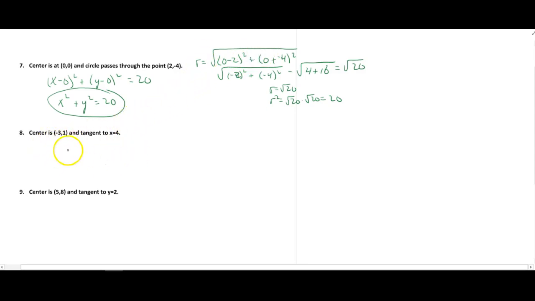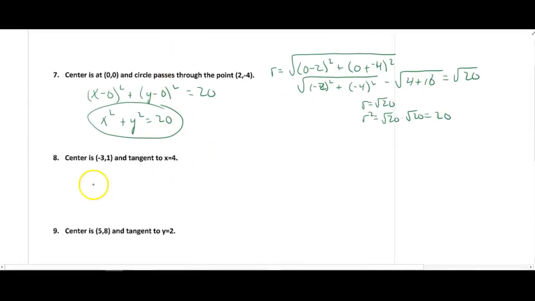Now the next one, right away they give us the center. So we can start this equation off, no problem. (x minus negative 3) all squared, it's plus (y minus 1) all squared equals. Now, what I'm going to do is start this graph over here. I'm going to plot negative 3, 1. Then I'm going to graph the line x equals 4. 1, 2, 3, 4.